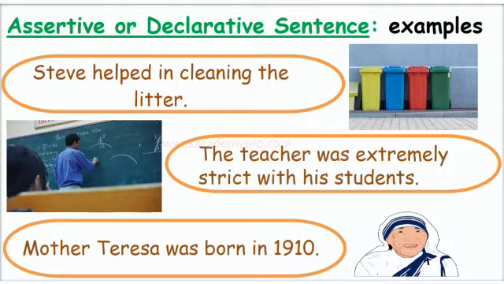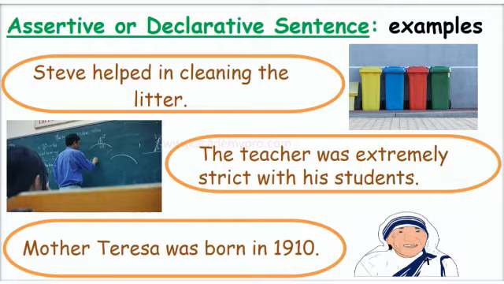Let's see some examples of assertive or declarative sentences. Assertive or declarative. So it means that both are the same. Both are simple sentences. The normal sentences that we speak, we call them assertive or declarative sentences. Example, Steve helped in cleaning the litter. So here Steve is a person who is cleaning the litter. It is telling us about what Steve is doing. The next example, the teacher was extremely strict with his students. This sentence tells us about how the teacher was.